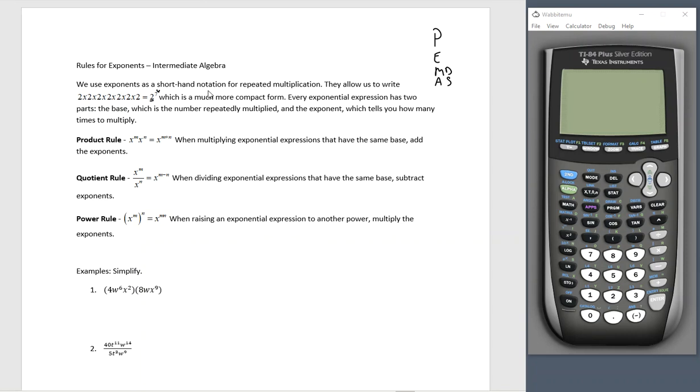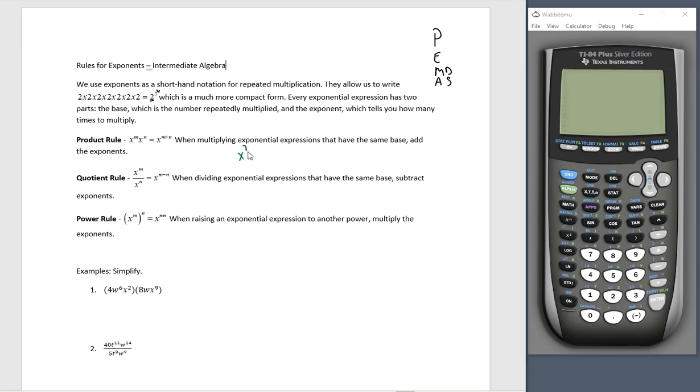Let's take a look at the product rule. If we have x to the m times x to the n, this is the same as x to the m plus n. So when multiplying exponential expressions that have the same base, we're going to add the exponents, and here's why.